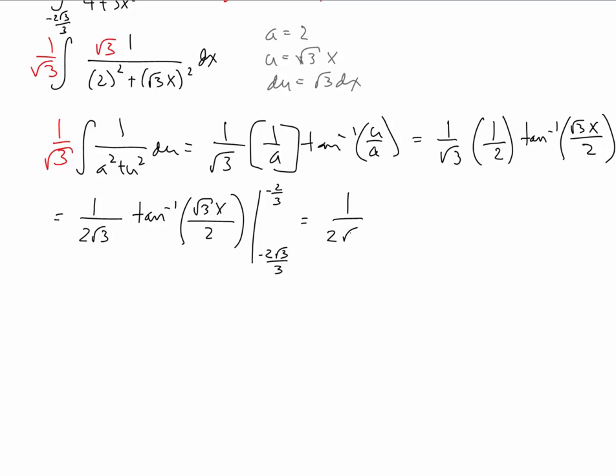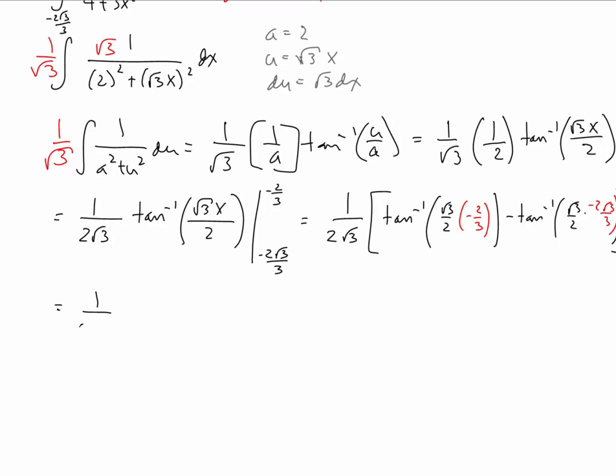So this 1 over 2 root 3 I can pull out front because it's a constant. And then I have this inverse tangent of the square root of 3 over 2 times x. For my upper limit I'd plug in negative 2/3, and then I'd subtract out my lower, inverse tangent, square root of 3 over 2, and then my lower would be negative 2 root 3 over 3. Okay, there's a lot going on here.